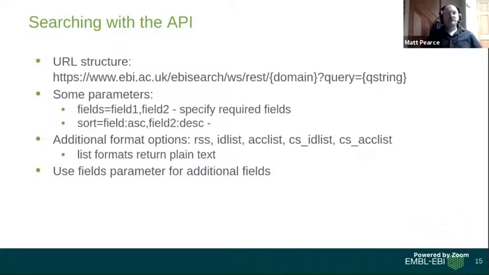We have a few additional format options when you're doing a search query. You can ask for RSS, ID list, accession list, and comma separated ID list and comma separated accession list as well. The list formats all return plain text rather than text/CSV or anything like that. It's all text plain. And obviously the RSS feed will be in XML. And yes, as I've mentioned, you use the fields parameter for specifying additional fields.